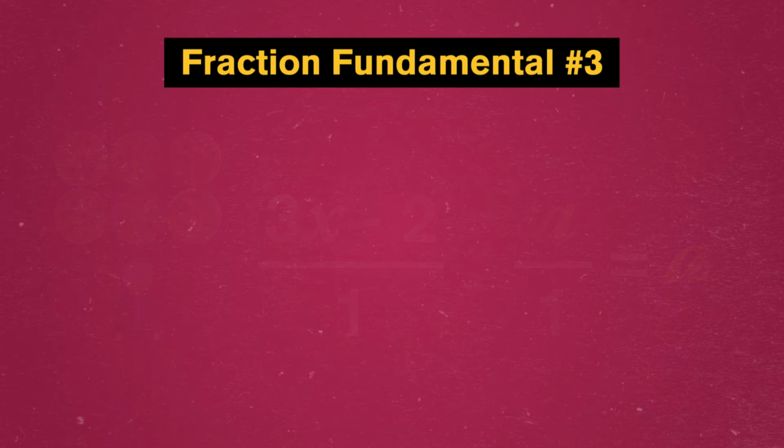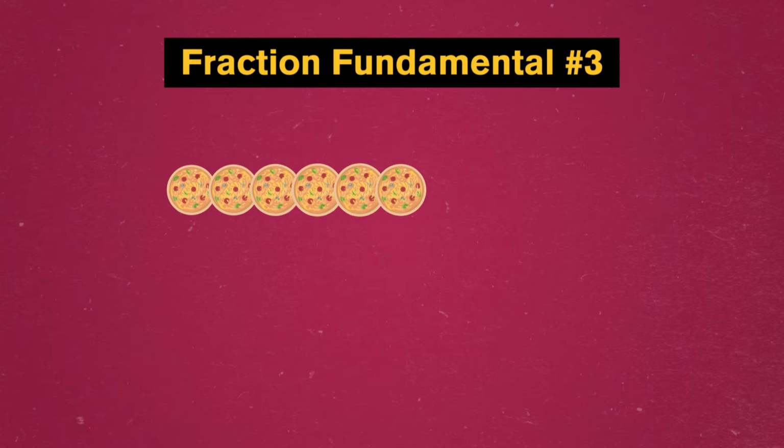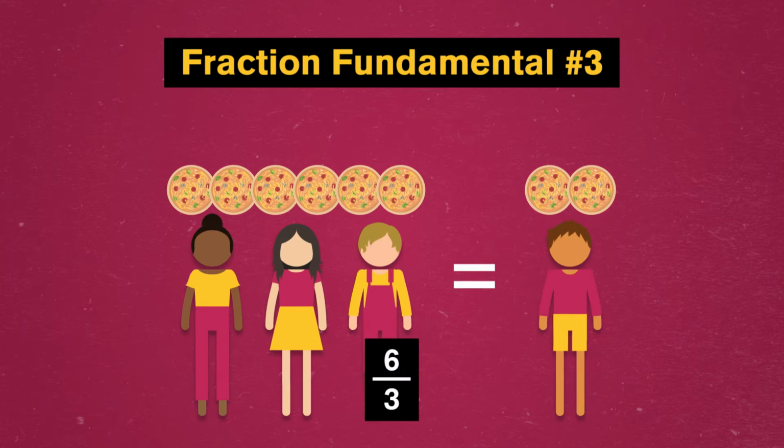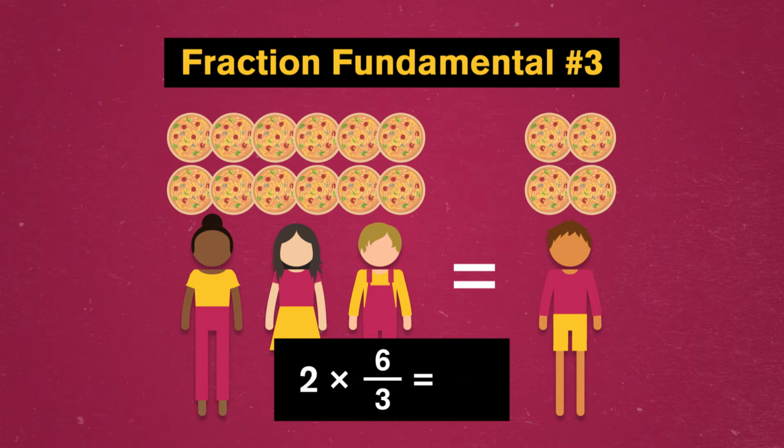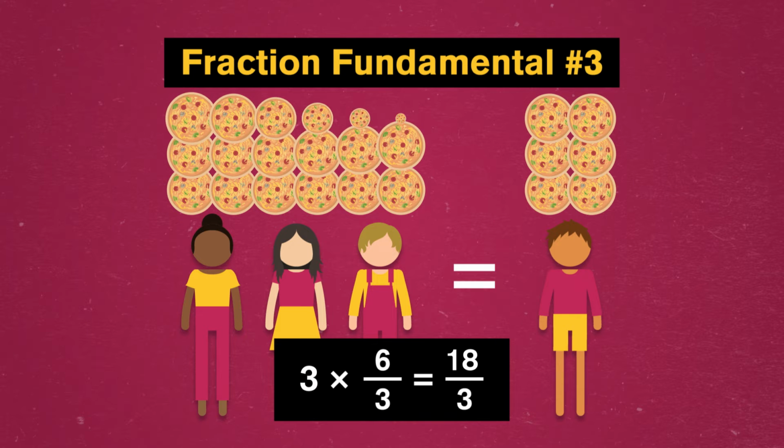For the third fraction fundamental, let's go back to 6 pizzas and 3 people. Suppose now I want to be generous and double the amount of pizza each person receives. Let's write this as a ratio. If everyone wants twice as many pizzas, we need to start with twice as many pizzas. That will give us 12/3. To triple the amount of pizza each person receives, we'd have to triple the number of pizzas we started with, and so on. In general, to increase the amount of pizza each person receives by some mystery number n, we'd have to multiply the number of pizzas we started with, or the numerator of our fraction, by n.